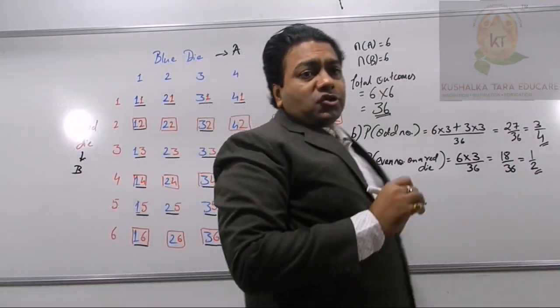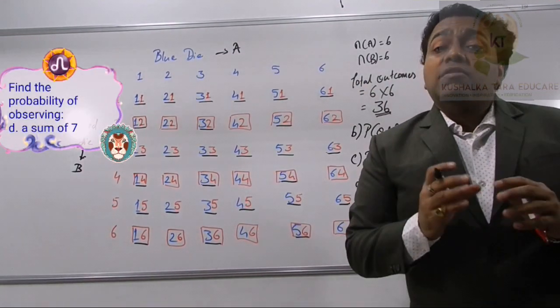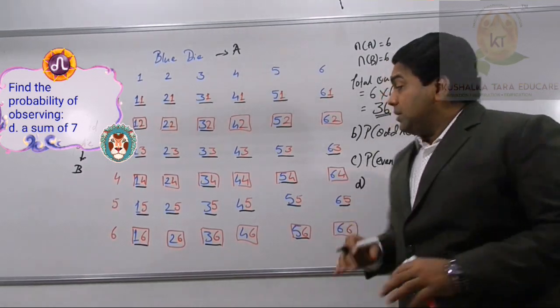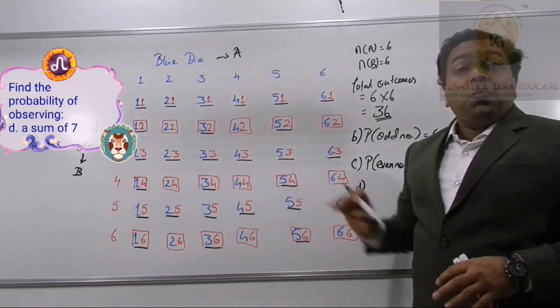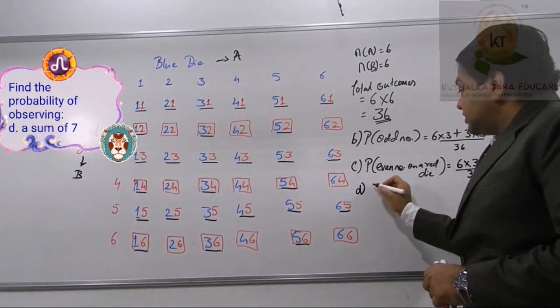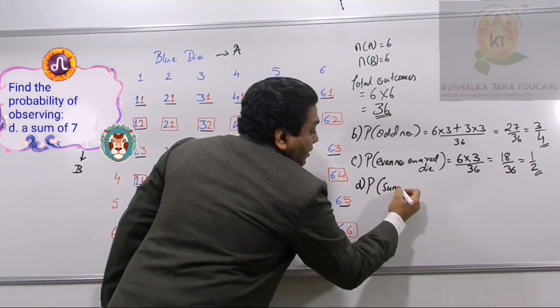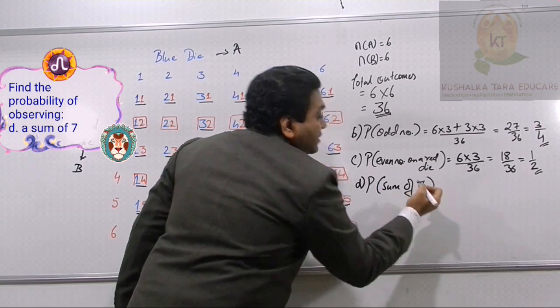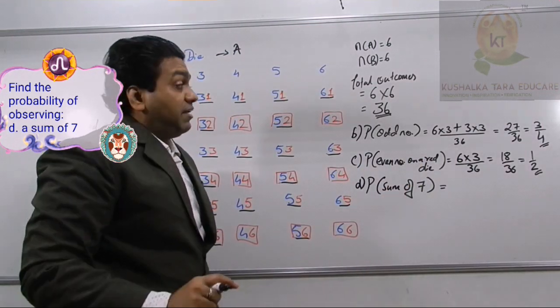Now what's my fourth question? The fourth question states, find the probability of observing a sum of 7. I hope the first 3 parts are very, very clear. Now from the same lattice diagram, we are going to find out the probability of observing a sum of 7. So what I need to find, probability of observing a sum of 7.